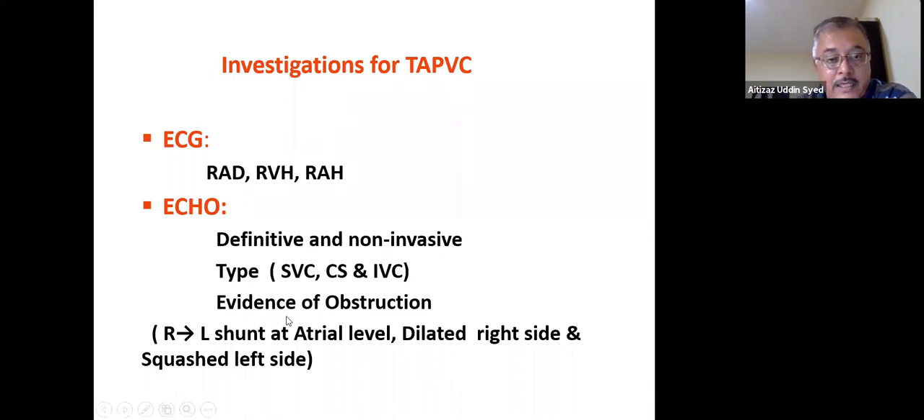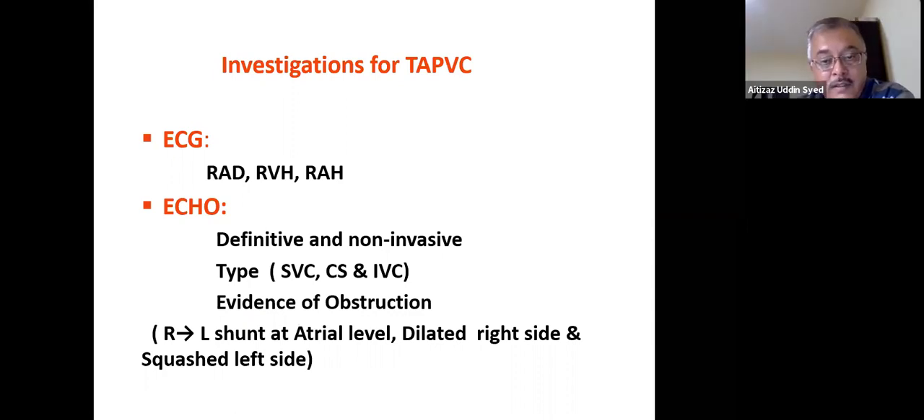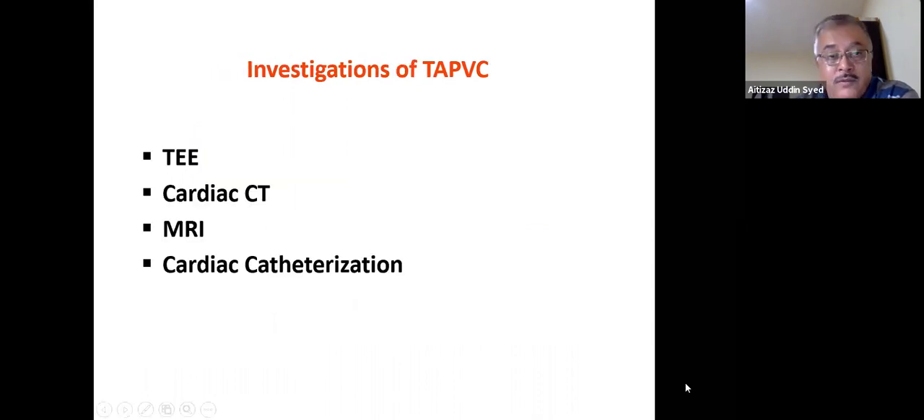So it can tell you the type, it can show you the way, it can tell you there's some obstruction, and where is the shunt, the right to left shunt at the atrial level. Usually we find that, and a dilated right side, and a very squashed small left side, because the left side is not getting its full volume which it should get from the pulmonary venous return. So it remains small. And as you know, cardiac chamber growth and structural growth is related to the volume. If the volume doesn't pass through, they don't grow that well.